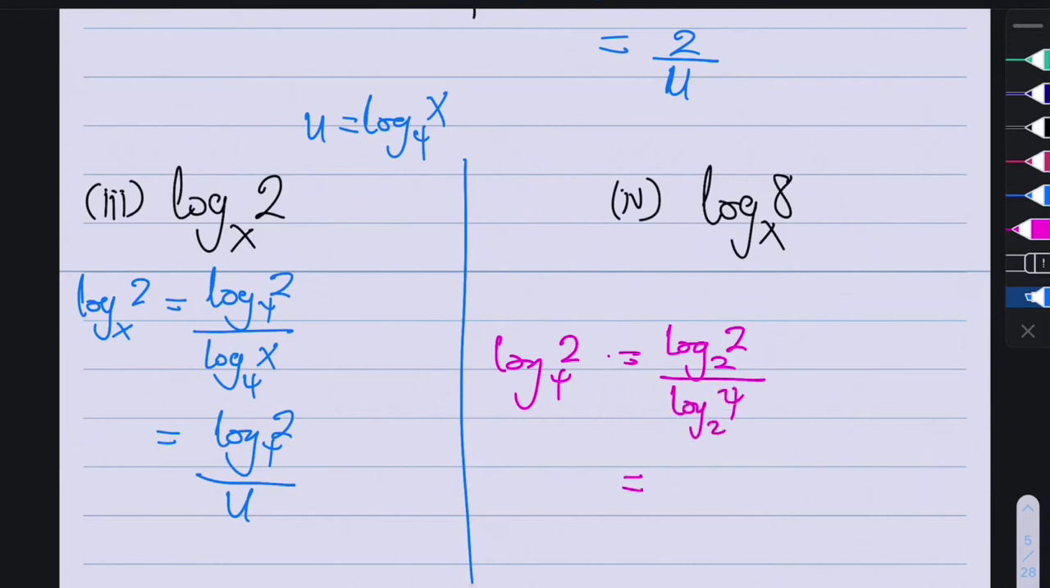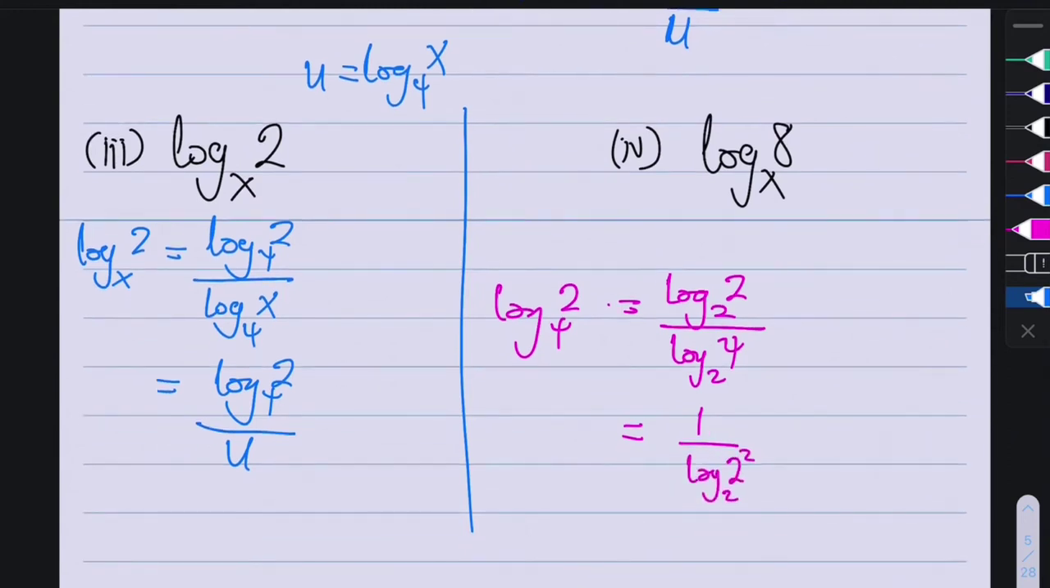All right, but log 2 base 2 will become 1. And now log 4 base 2, 4 itself is 2 squared. So I'm going to have log 2 squared base 2. Okay, going to give me 1 over 2 log 2 base 2. And I know log 2 base 2 is what? It's 1. Therefore, my answer itself is half.